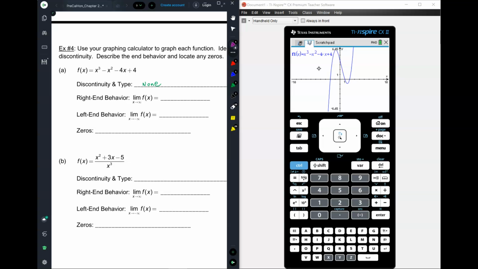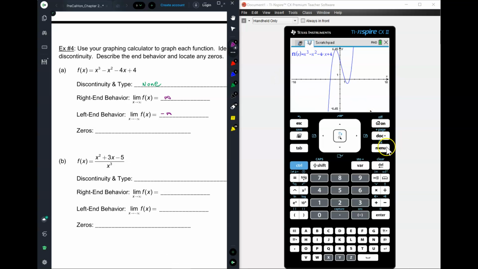Okay, right end behavior. The limit as x approaches positive infinity. As we go to the far right, the graph is going up, up, up to infinity. As we go to the far left, the graph is going down, down, down to negative infinity.